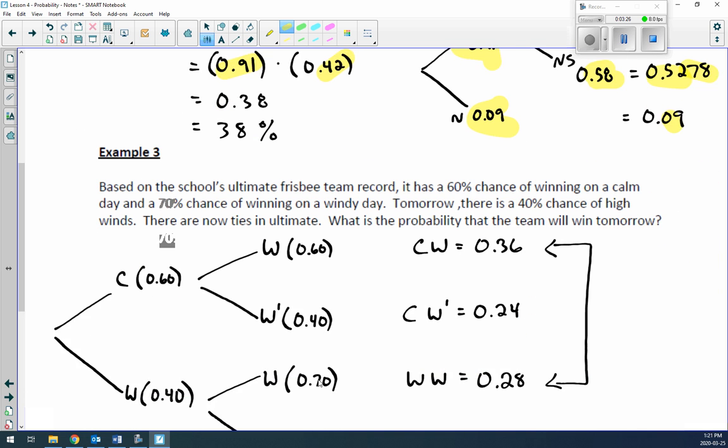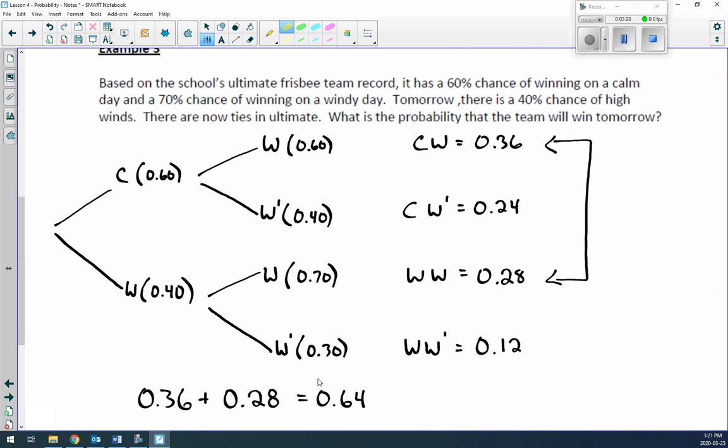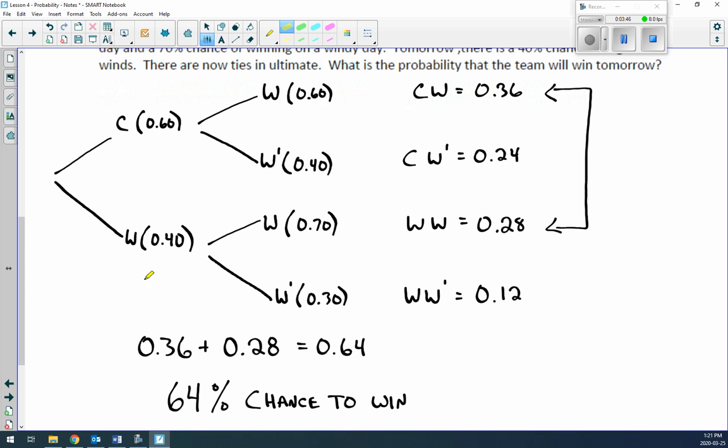Okay, example 3. Based on the school's ultimate Frisbee team record, there's a 60% chance of winning on a calm day and a 70% chance of winning on a windy day. They're a pretty good percentage either day. Tomorrow there's a 40% chance of high winds. There are no ties in ultimate. So what is the probability that the team will win tomorrow? We've got to look at this.